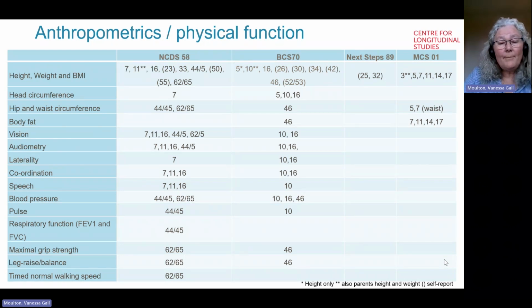In midlife, both the NCDS and BCS 70 measure blood pressure, and again in their early 60s in the NCDS. Also in the NCDS, pulse and respiratory function. In the BCS 70 in midlife, and the NCDS early 60s, maximal grip strength, leg raise balance, and timed normal walking in the NCDS in the early 60s.